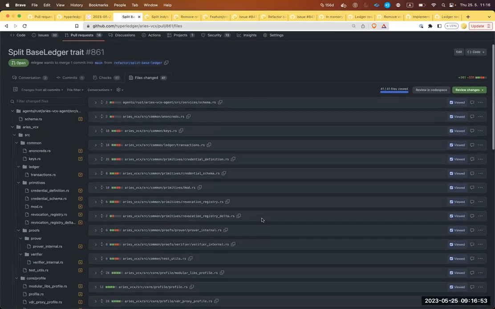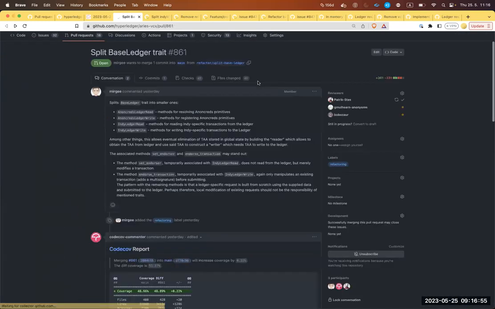I don't think there are four different traits, are they? Sorry? There are four different traits. Yeah, there are four different traits now. So it's basically AnonCreds read, AnonCreds write, that relates to reading and writing those AnonCreds primitives, and then just the specific stuff separated out.